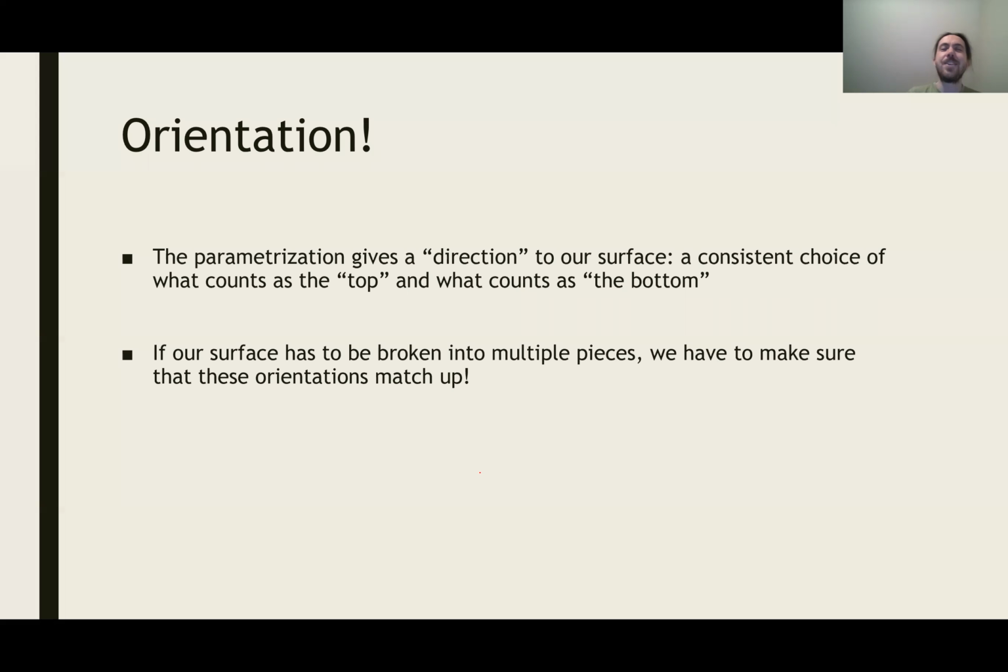Let's talk about orientation. Orientation gives our parameterization a notion of what the top of the surface is and what the bottom of the surface is. It tells us what direction the flux is moving. And if our surface is broken up into multiple pieces, if we want to get a consistent calculation, we have to make sure that those match up.